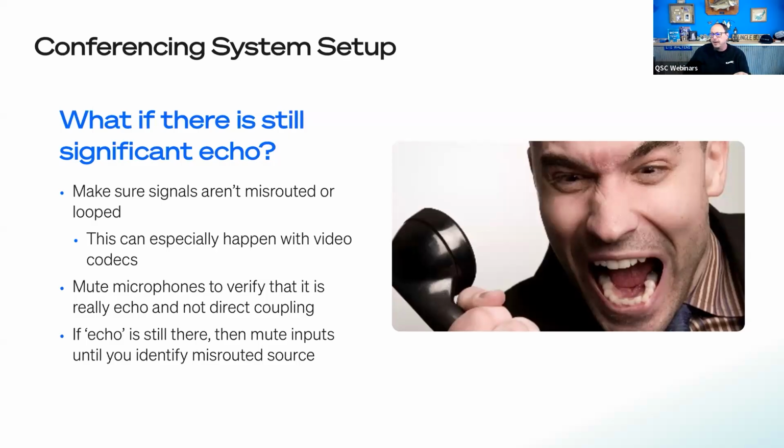If the echo is still there, then mute all of your inputs and then unmute each input one at a time until you identify which source you might have misrouted. And you'll see if it's a really significant echo, you'll know that it's happening.